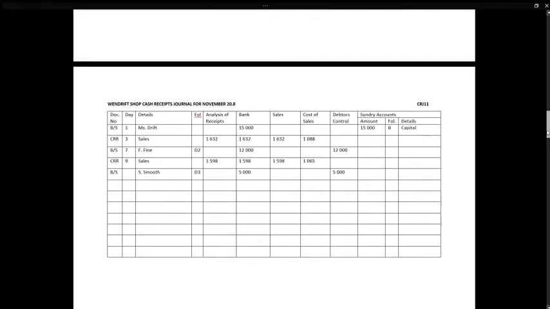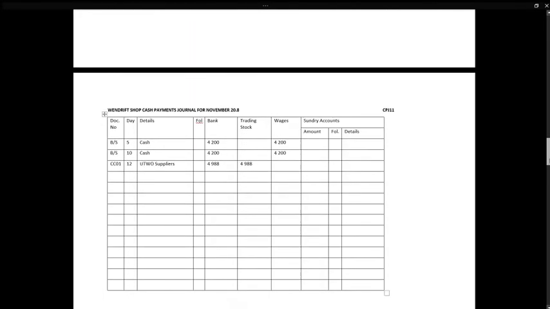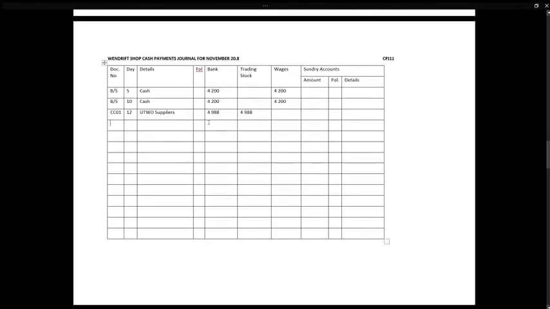Right, so next transaction took place on the 15th. Paid the wages directly into the bank account for the 2 employees. They are receiving a lot of money. Right, so cash payment journal. Remember, directly into their account, so bank statement will be my source document.